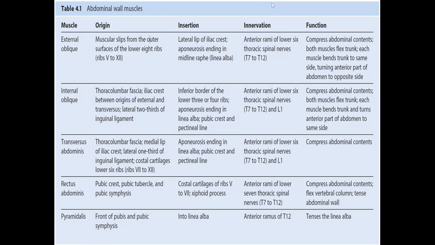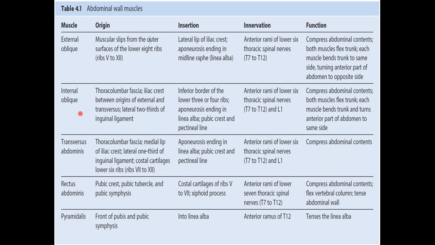What about the function of the external oblique muscle? It compresses abdominal content. Both muscles flex the trunk. Each muscle bends the trunk to the same side, turning the anterior part of the abdomen to the opposite side. This is the function of the external oblique.